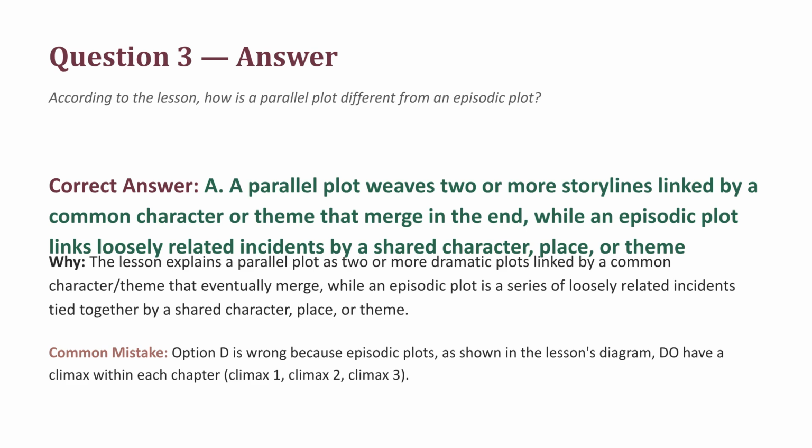Cognitive level: understanding. The correct answer to question 3 is A. A parallel plot weaves two or more storylines linked by a common character or theme that merge in the end, while an episodic plot links loosely related incidents by a shared character, place, or theme. The lesson explains a parallel plot as two or more dramatic plots linked by a common character or theme that eventually merge, while an episodic plot is a series of loosely related incidents tied together by a shared character, place, or theme. Option D is wrong because episodic plots, as shown in the lesson's diagram, do have a climax within each chapter: Climax 1, Climax 2, Climax 3.